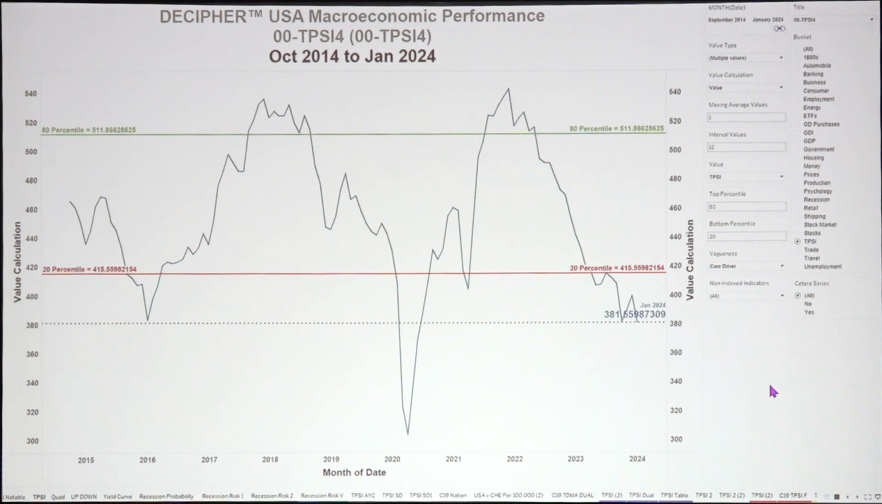There we go. That's a nice illustration from October of 2014 to January 2024, right? You can see the recession here. So what does this summarize? Really simply, if we have our bearings on this 500 level, which is here, our current TPSI is 381.5. And 381 is a relatively low number.